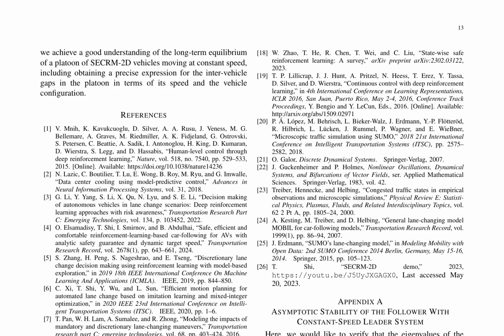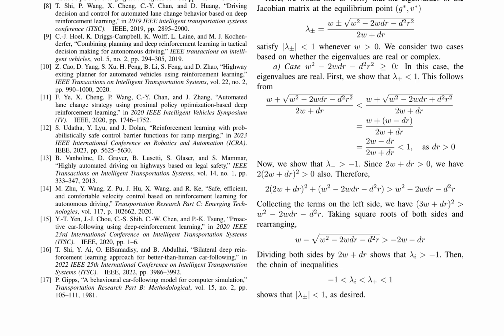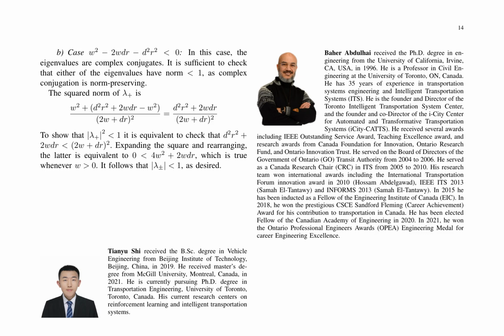The summary begins by discussing the long-term equilibrium of a platoon of SECRM-2D vehicles moving at constant speed, including the precise expression for inter-vehicle gaps in terms of speed and vehicle configuration. It then transitions to a detailed analysis of the stability of the follower with a constant speed leader system, verifying that the eigenvalues of the Jacobian matrix at the equilibrium point satisfy lambda plus or minus less than 1 whenever W is greater than 0. The discussion highlights the importance of this stability in ensuring safe and efficient traffic flow.